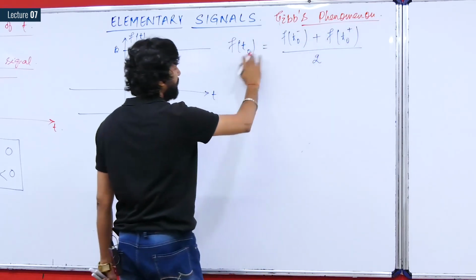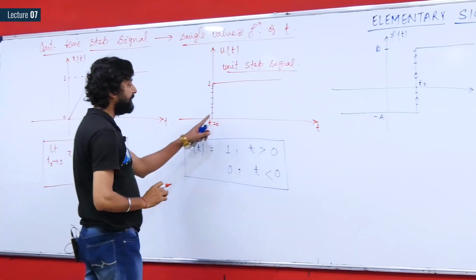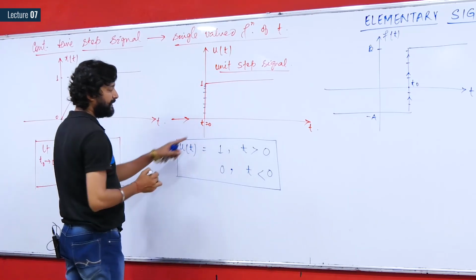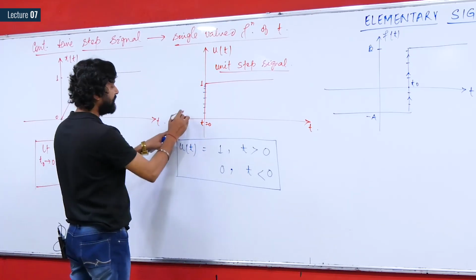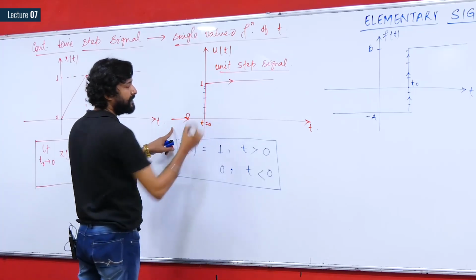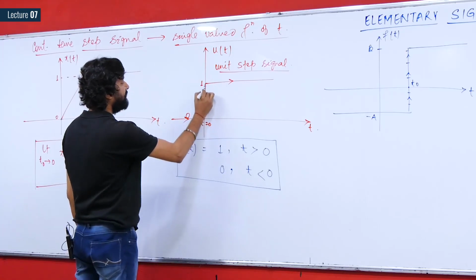So f of t naught is equal to this. Similarly, if you have to define the value of this signal u of t at t equals 0, then you can see that the value before t equals 0, that is t0 minus, is 0, and the value after t equals 0, that is t0 plus, is 1, and it has a discontinuity at t equals 0.